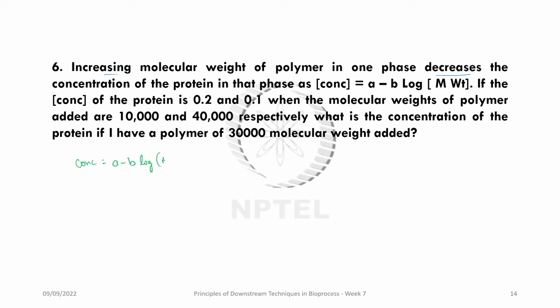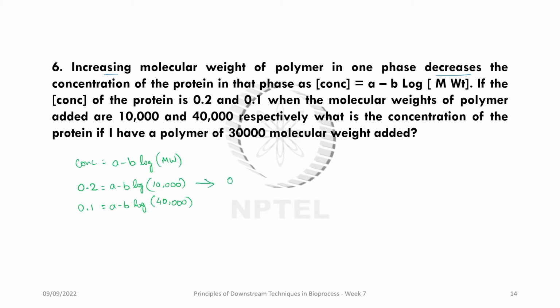So I'm going to start writing what is given here. For the first equation we'll be doing 0.2, 0.1, A minus B log. For the first case it is 10,000 and the second case it is 40,000. Don't mix up these values. You can check it by this: higher the molecular weight, lower is the concentration. The one with lesser molecular weight will have higher concentration.